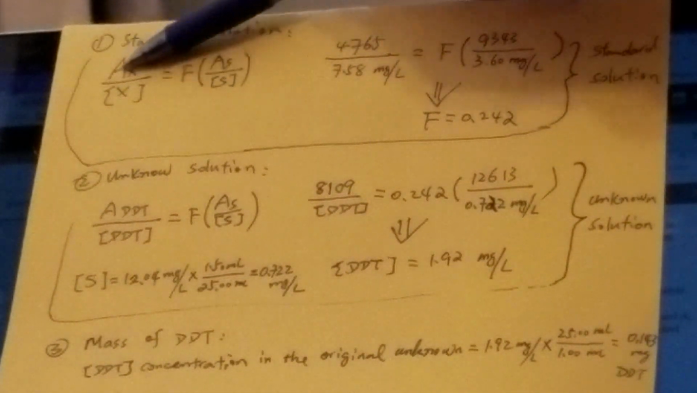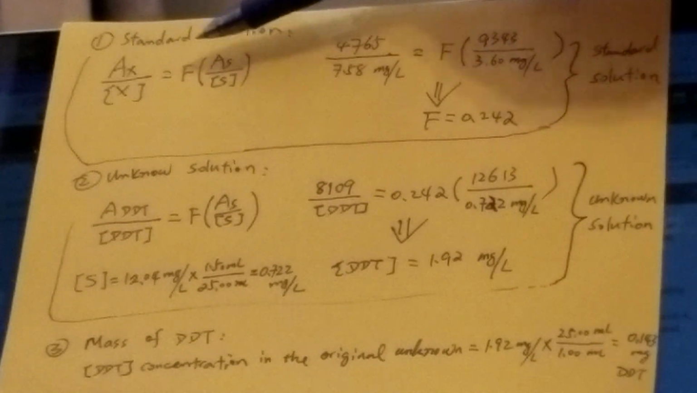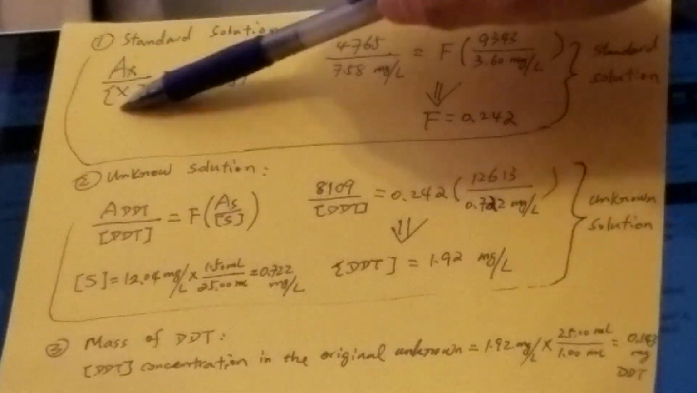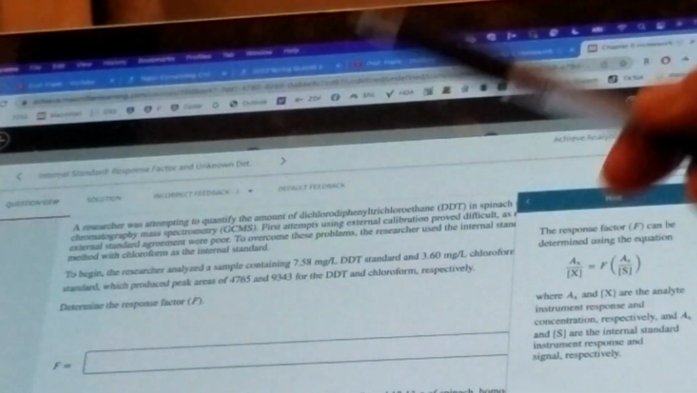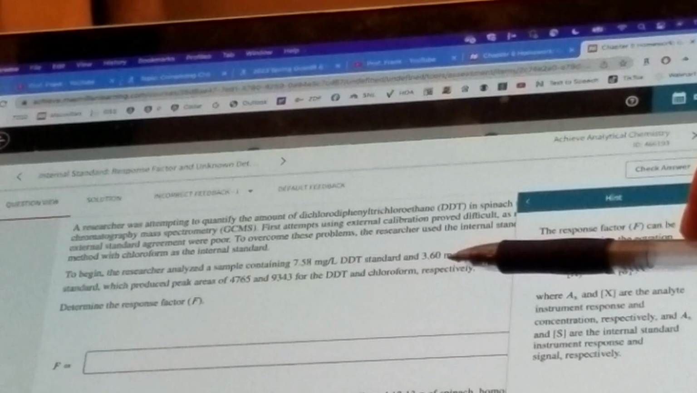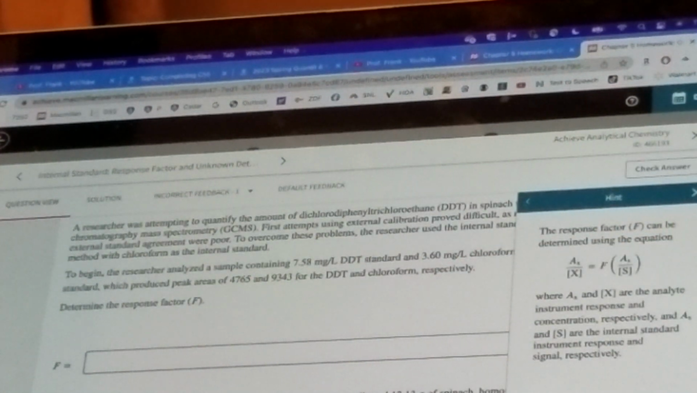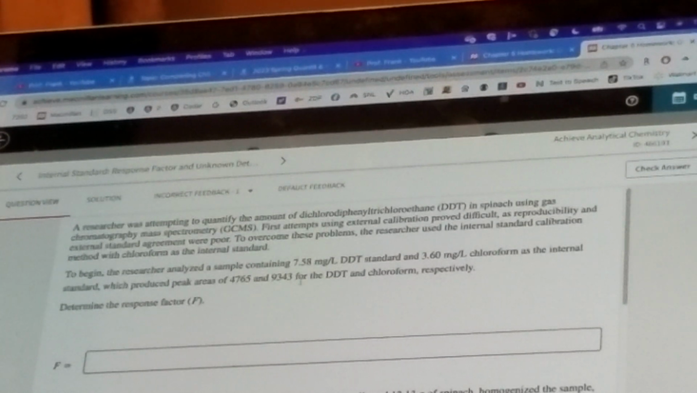In this first step, we are going to use the known information. These four are given in the first part of the question. So let's take a quick look at the first part of the question. You'll see right here those values: 7.58 milligrams per milliliter, that's DDT, and then the internal standard.